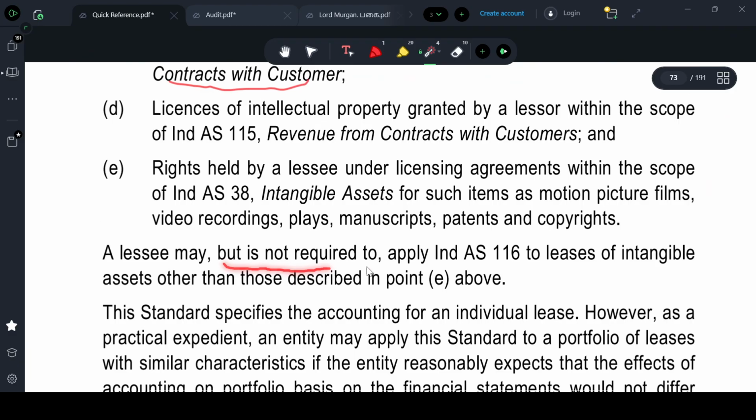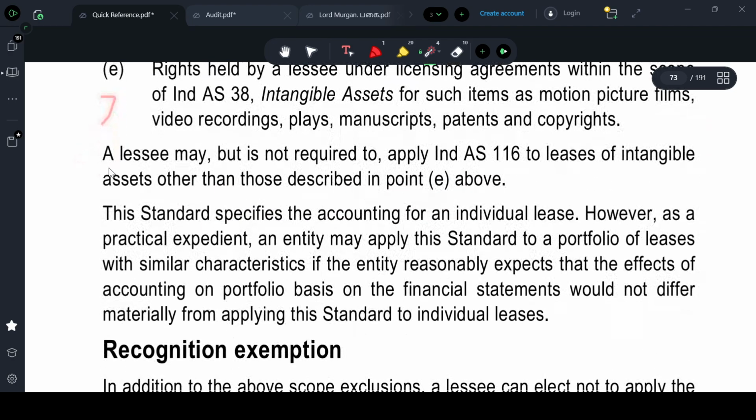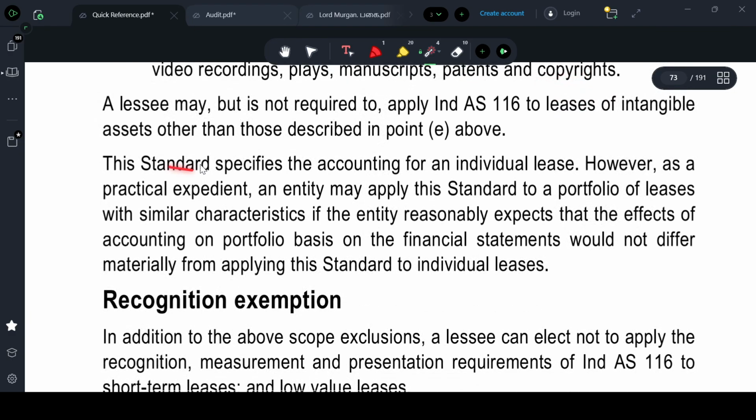A lessee may, but is not required to, apply Ind AS 116 to leases of intangible assets other than those described in point E. That it will apply. Only in the case of motion pictures, video recordings, plays, manuscripts, patents, and copyrights, it won't. The standard is specific to the accounting for individual leases; however, as a practical expedient, the entity may apply the standard to a portfolio of leases with similar characteristics, if it reasonably expects that the effect on the financial statements would not differ materially from applying the standard to individual leases.